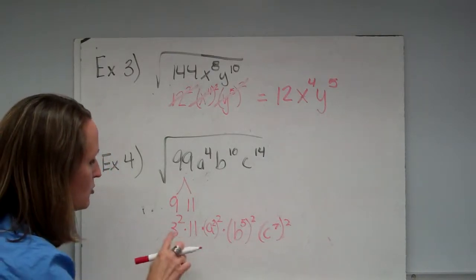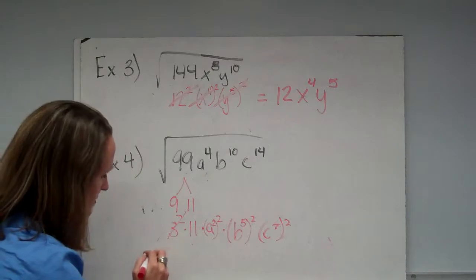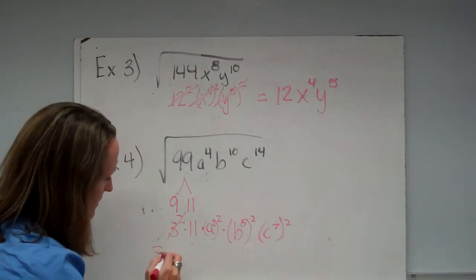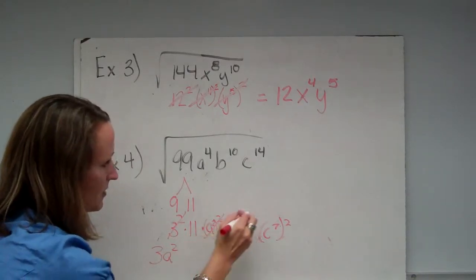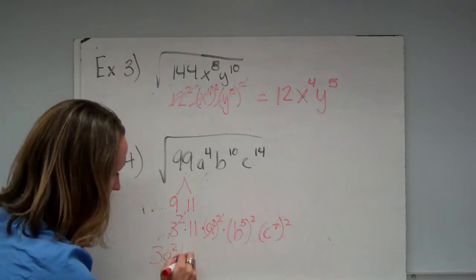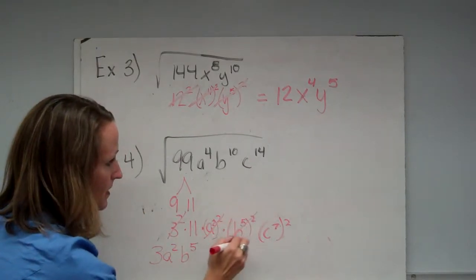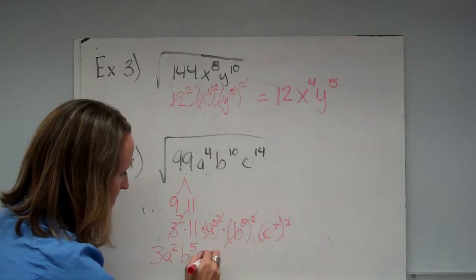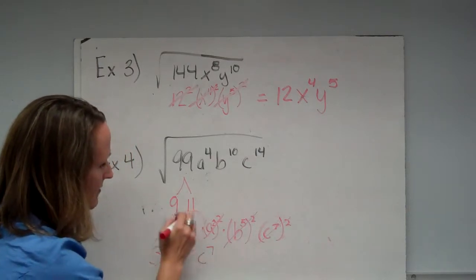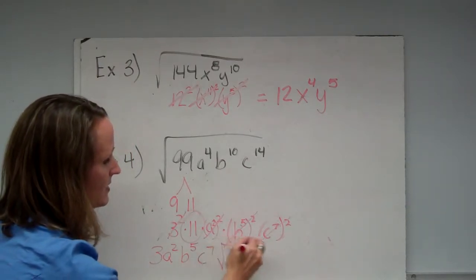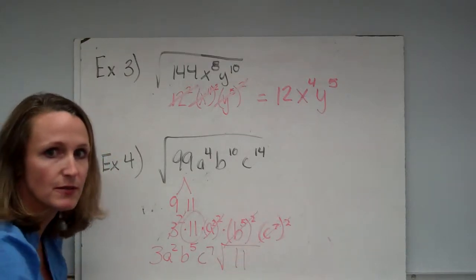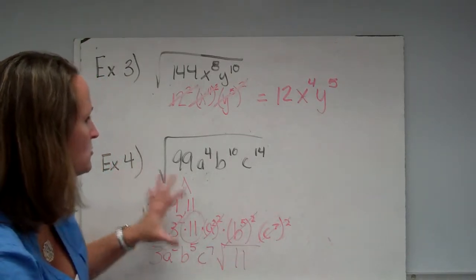So what can I pull out? My 3 squared, my a squared, my b to the 5th, my c to the 7th. But I still have this 11, so I'm going to write it under a square root symbol. Okay, so when do we apply this?